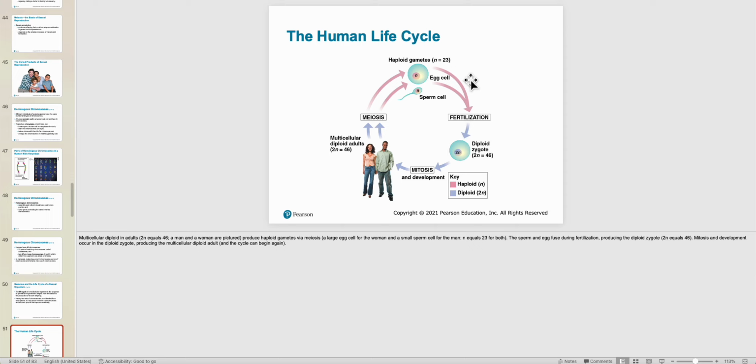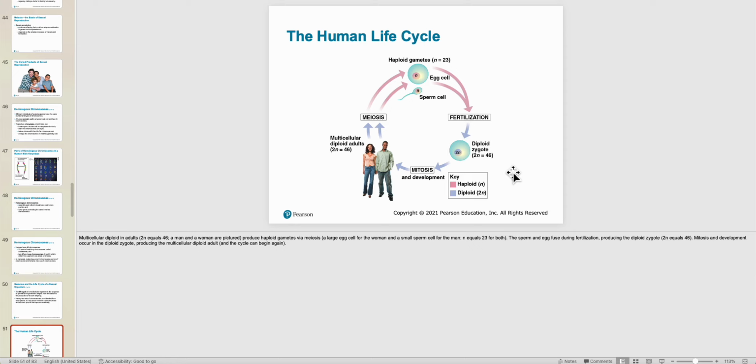And remember what I said, because of meiosis, which is what we're on now, each egg will have 23, each sperm will have 23, but the 23s are not the same, meaning each egg has a different set of information among the 23 chromosomes, and each sperm has a different set of information among its 23 chromosomes. And when a sperm and an egg get together during fertilization, they make a zygote. And a zygote is a cell with 46 chromosomes.